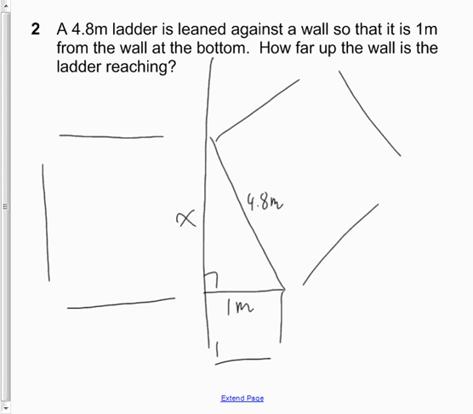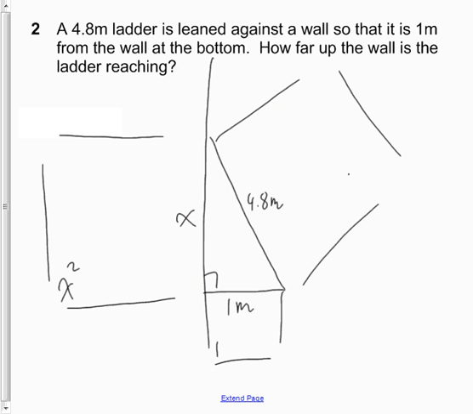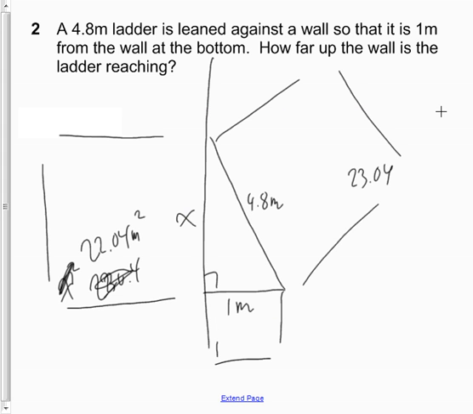This area is 1, because 1 times 1 is 1. Did anyone mistakenly get 2? Over here would be x squared, and over here would be 4.8 times 4.8. On my calculator, rather than hit times, you can hit the square button. I get 23.04. So this mystery one plus 1 equals 23.04, so this one must have had an area of 22.04 meters squared. That would mean the side length is the square root of 22.04, which is approximately 4.7 meters.